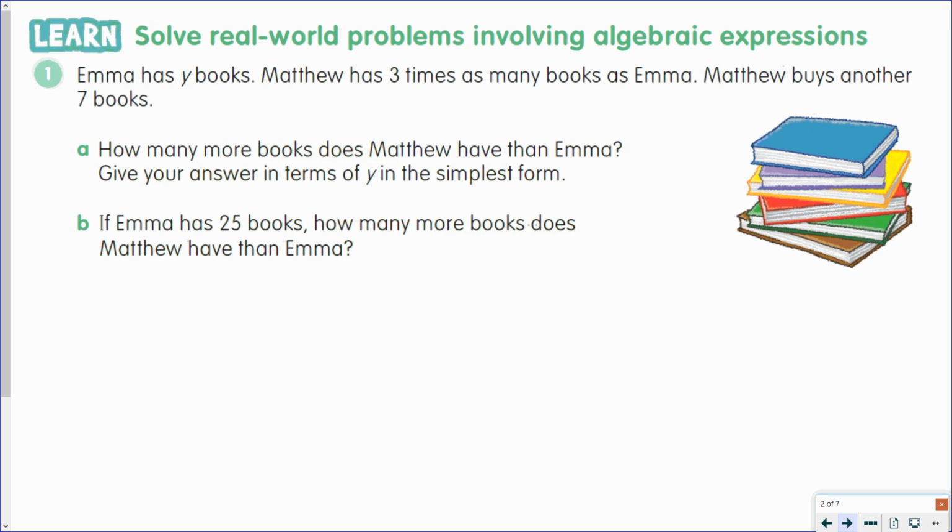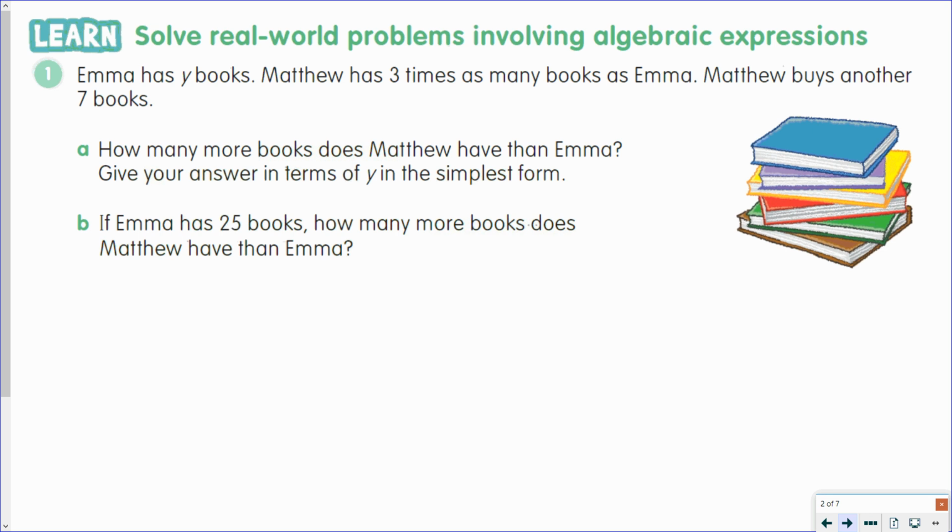So Emma has Y books. Matthew has 3 times as many books as Emma. Matthew buys another 7 books. So we want to know how many more books does Matthew have than Emma, and we're going to give our answer in terms of Y in simplest form. So what we want to do is build our expression.